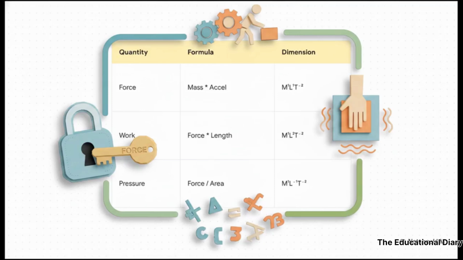Need pressure or stress? That's force divided by area. So you just divide by L squared, leaving you with M1, L-1, T-2. Memorize force and you've got the key to the rest of the whole shebang.